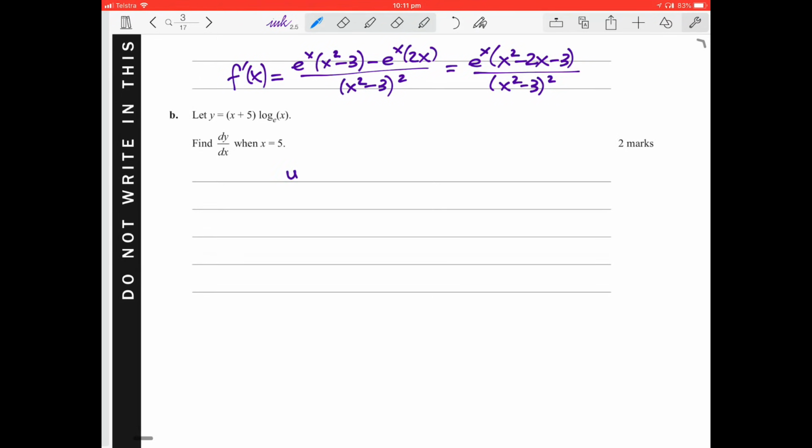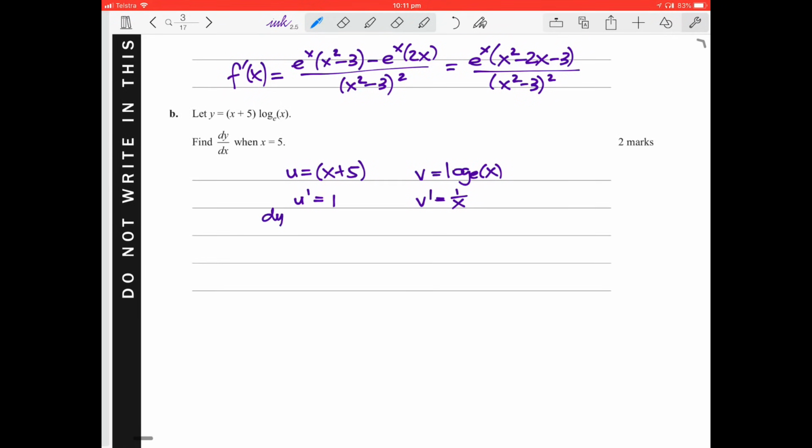Okay, we've got a product rule question. So u is x plus 5, u dash is 1, v is log e x, v dash is 1 on x. dy dx is v times u dash, log e x, plus u times v dash, which is x plus 5 on x. dy dx, given x is 5, is log e 5 plus, I've got 5 plus 5, which is 10, on 5, which is 2. So log e 5 plus 2.